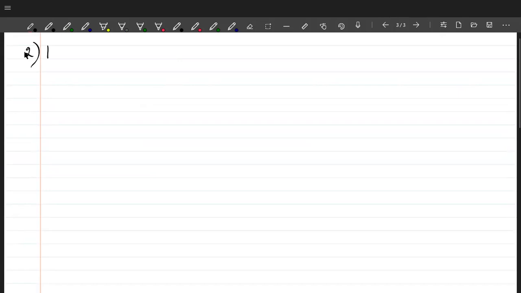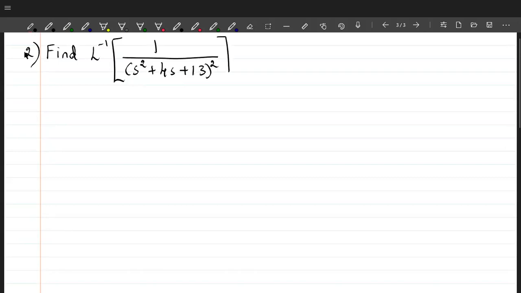Find Laplace inverse of 1 by s square plus 4s plus 13 whole square, by using convolution theorem. This is a question paper problem.